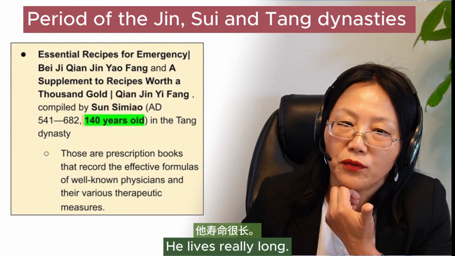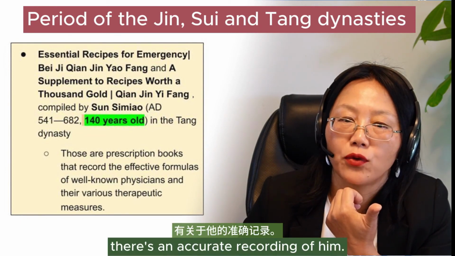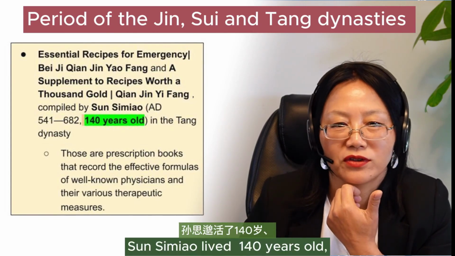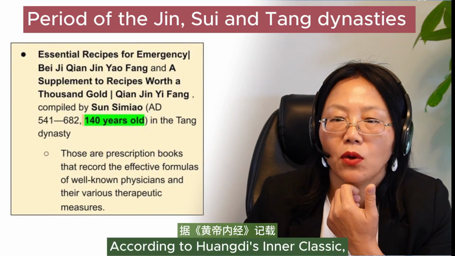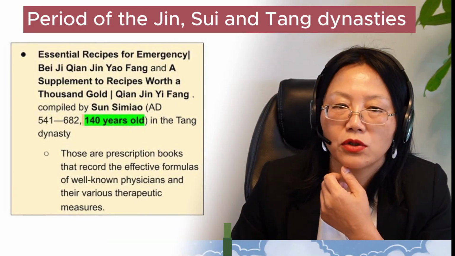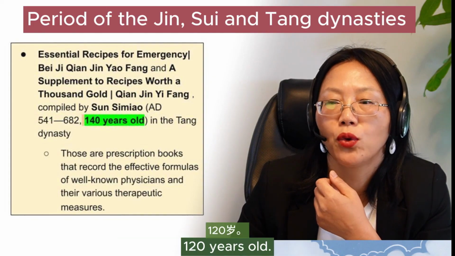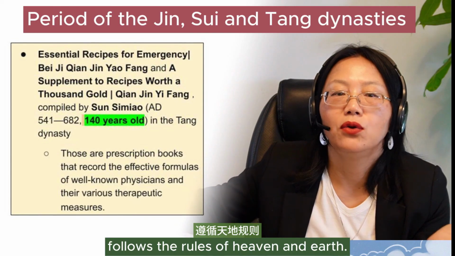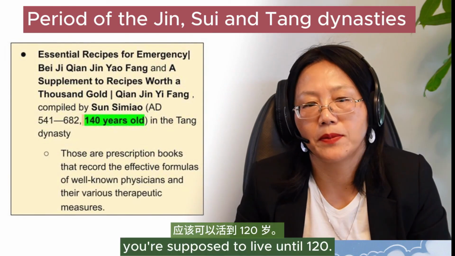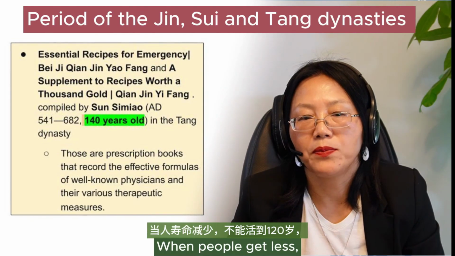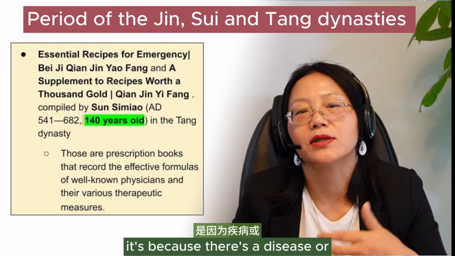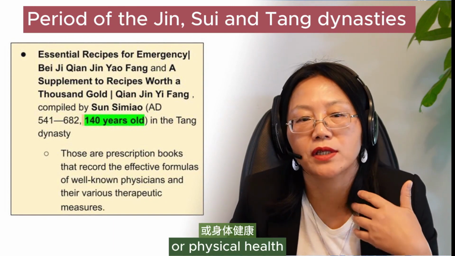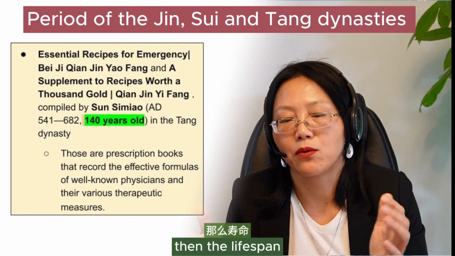Another one is Sun Simiao. He lived really, really long. At that time, there was an accurate record about him. Sun Simiao lived to 140 years old. That's really amazing. According to Huangdi's Inner Classic, humans should be able to live until 120 years old. If you follow the rules of Yin-Yang and follow the root of heaven and earth, you're supposed to live until 120. When people get less, it's because there's a disease or they cannot maintain their mental or physical health, then the lifespan becomes shorter.